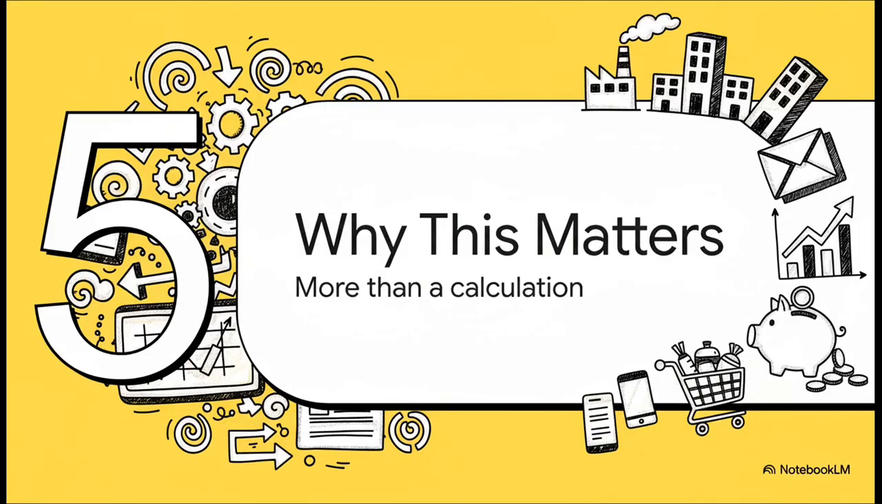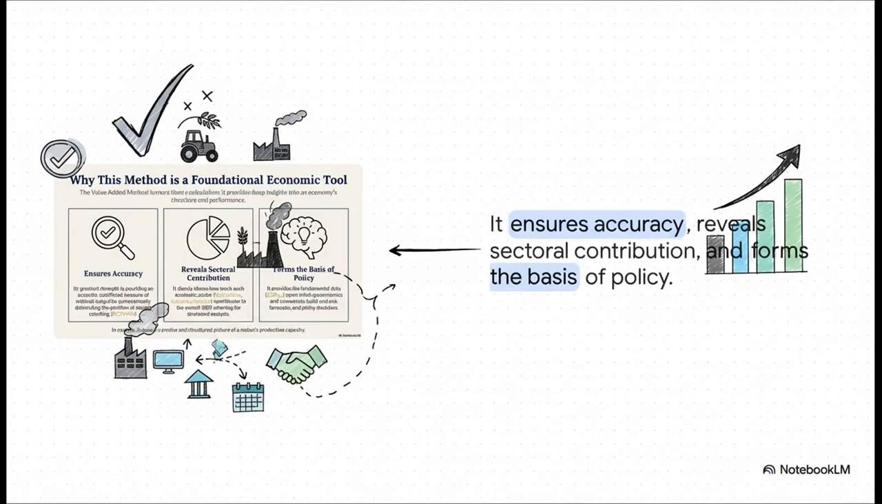Okay, so I know that was a lot of calculating and a lot of rules. But you have to be asking, why do we go through all this trouble? Why does this one number matter so much in the real world? Well, it really boils down to 3 huge reasons. 1, it ensures accuracy. It systematically gets rid of that double counting problem we started with. 2, it actually shows us where the economy's strength is. Is the country driven by its farms, its factories, or its service sector? And 3, and this is the big one, it forms the basis of policy. It gives governments the hard data they need to make smart decisions and plan for the future.